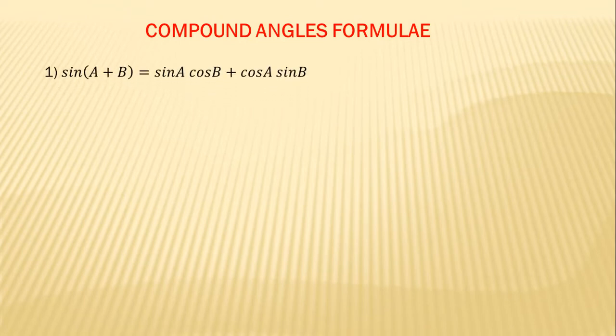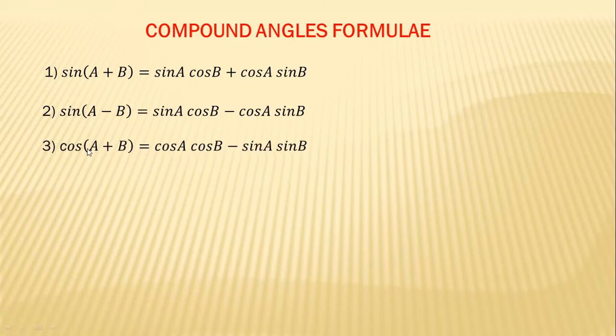So let us see. First formula is sin(a plus b) is equal to sin a cos b plus cos a sin b. Why it is called as compound angles formula? Because a plus b is called as compound angle. So this is the formula for sine ratio. Then second one is sin(a minus b), that is equal to sin a cos b minus cos a sin b.